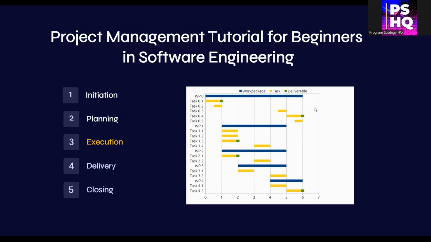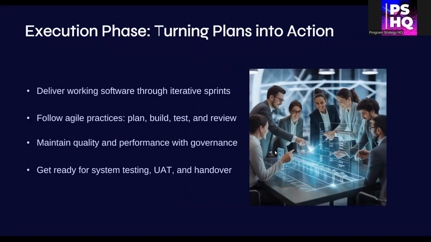In this video, we'll look into the execution phase where the actual coding begins, which turns requirements into a software product. This is where plans are put into action. Working software is delivered in sprints and quality becomes a shared responsibility. From sprint planning to build, test, readiness for handover. This phase drives progress.